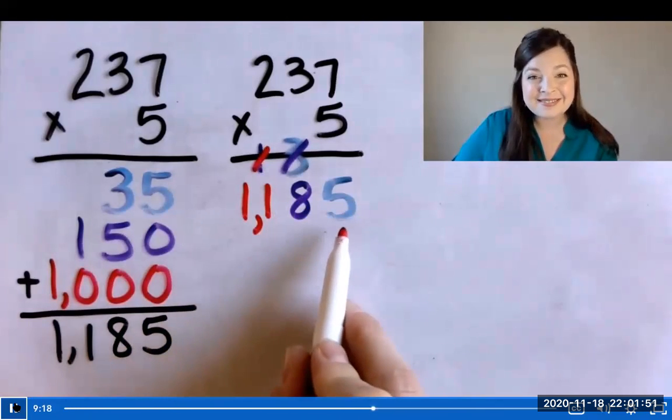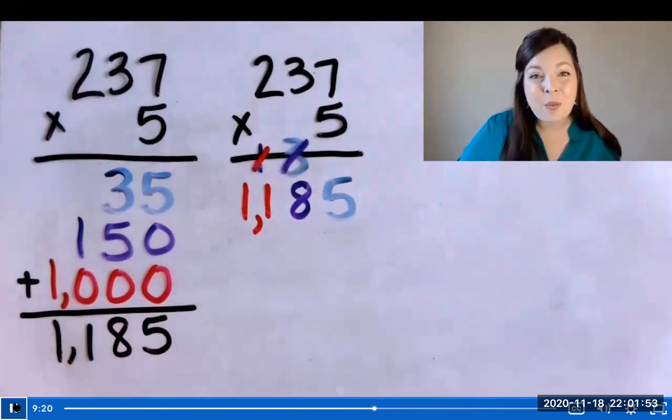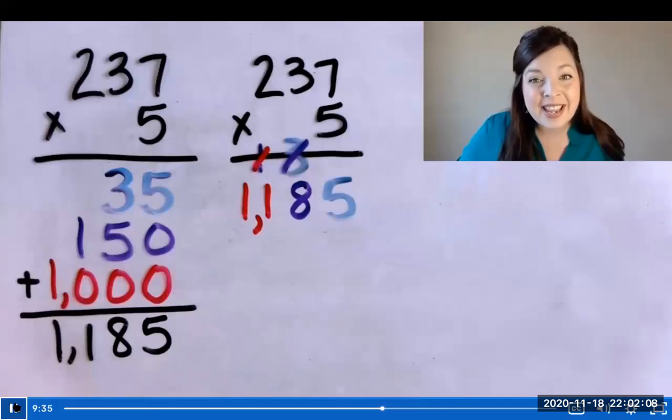So what's the product? The product is 1,185. Look back at the work we did when we solved using partial products. What was the product then? The product was 1,185. It's the same. So even though our methods were different, we came up with the same product.